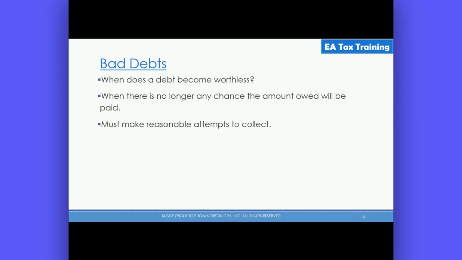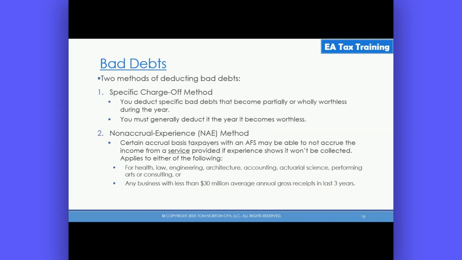When you write off bad debts, there are two ways to do so. The first one is the most common one, the one you'll deal with the most, called the specific charge-off method. So you deduct specific bad debts that become partially or wholly worthless during the year, and you must generally deduct it in the year that it becomes worthless. So this just says, okay, this customer is not paying. I'm on the accrual basis. I included it in income. They're clearly not paying. And so we are going to write that invoice off this year. That's the specific charge-off method.